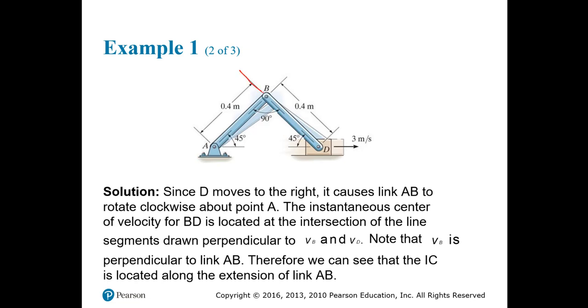So we have velocity right here, perpendicular to that velocity we draw a line, and then we have BD, which is given. If you draw a line from here, then you will have the point you're looking for, which is IC. And I just want to go ahead and do that in a diagram. So we have this that we will call B and D, and we have a velocity here that is given, and this one is 3 meters per second.